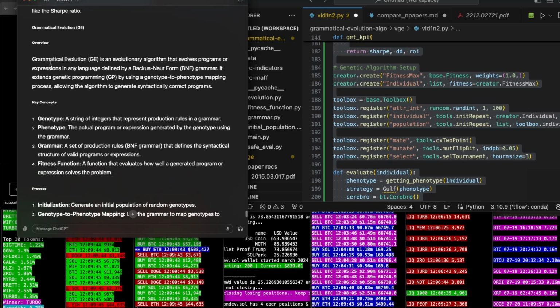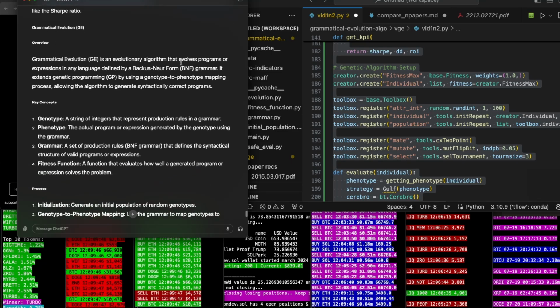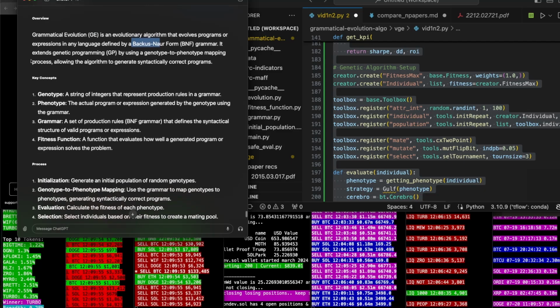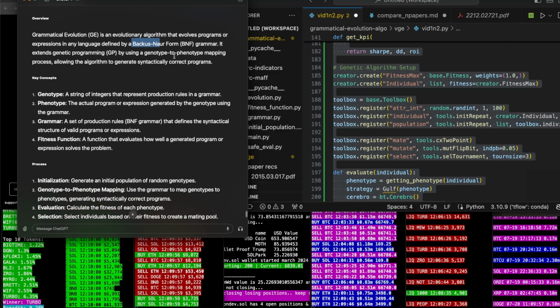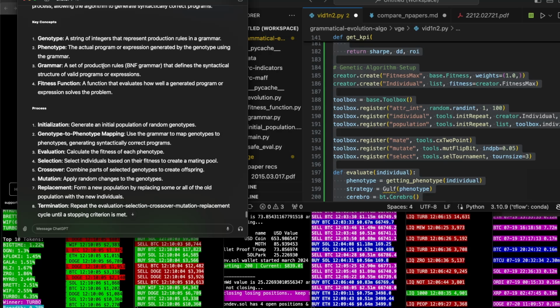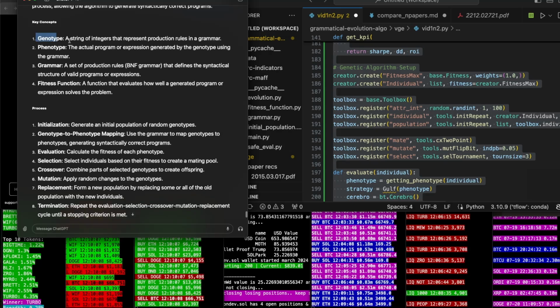Grammatical evolution. Grammatical evolution is an evolutionary algorithm that evolves programs or expressions in any language defined by the Backus-Naur form, BNF grammar. It extends genetic programming, GP, by using a genotype to phenotype mapping process, allowing the algorithm to generate syntactically correct programs. So key concepts are the genotype.